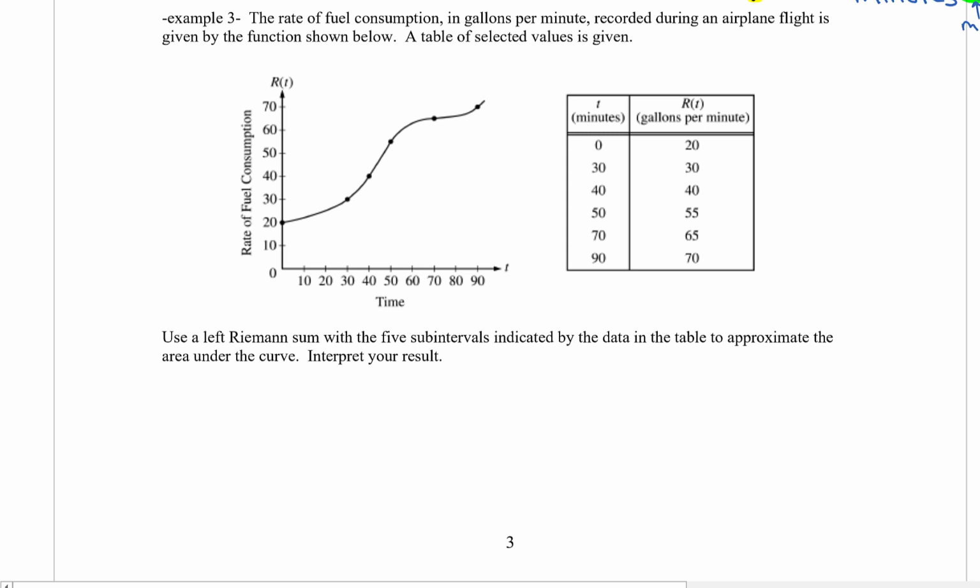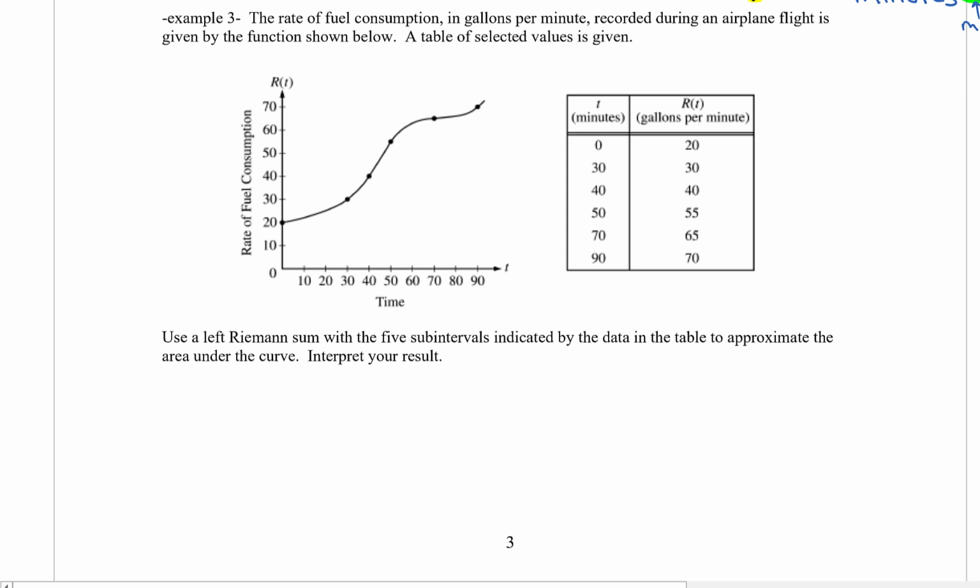Beneath the graph and the table of values, there are some instructions for us to follow. It says, use a left Riemann sum with the 5 subintervals indicated by the data in the table to approximate the area under the curve. Interpret your result. Since it's asking us to use a left Riemann sum, this means we will be using left endpoint rectangles to find the approximation for this area. It also stated that we needed to have 5 subintervals, which means we will need to have 5 rectangles. It also said that it needs to be indicated by the data.